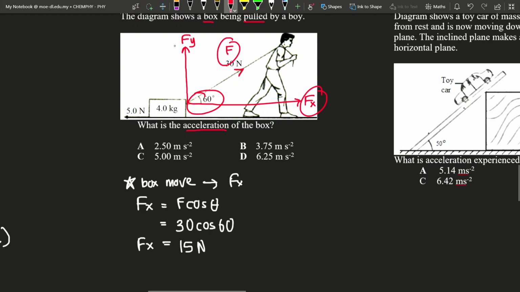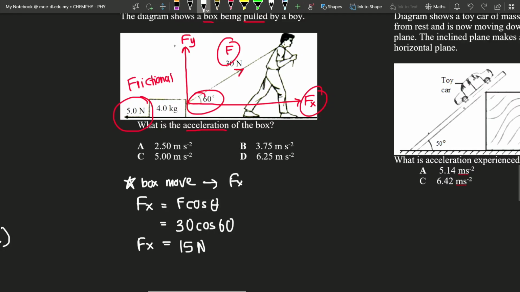But if you look closer, we have 5 Newton of force with direction opposite to the Fx. This is your frictional force, daya geseran. Kita ada daya 5 Newton yang menentang Fx. Kalau ikutkan Fx nak tarik kotak ke kanan, tapi masa yang sama kita ada frictional force, kita ada daya geseran yang menentang pergerakan Fx.